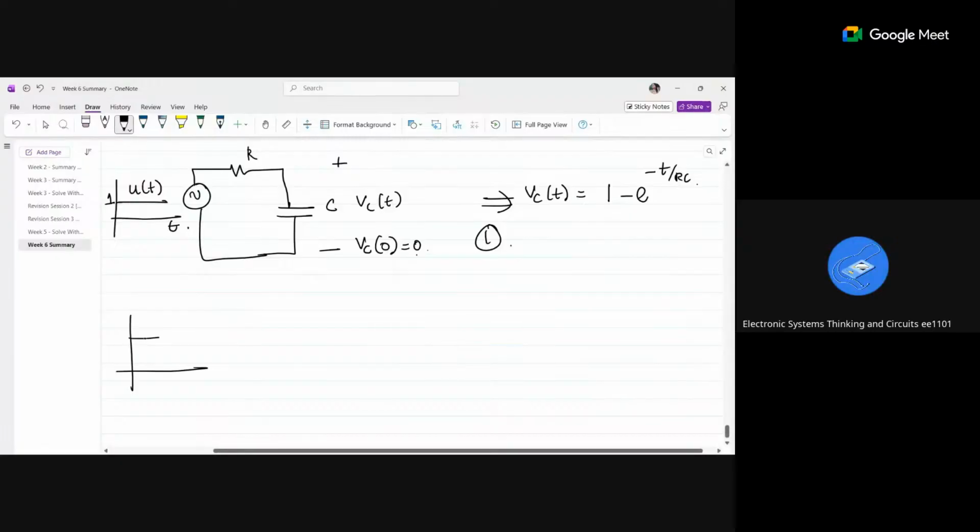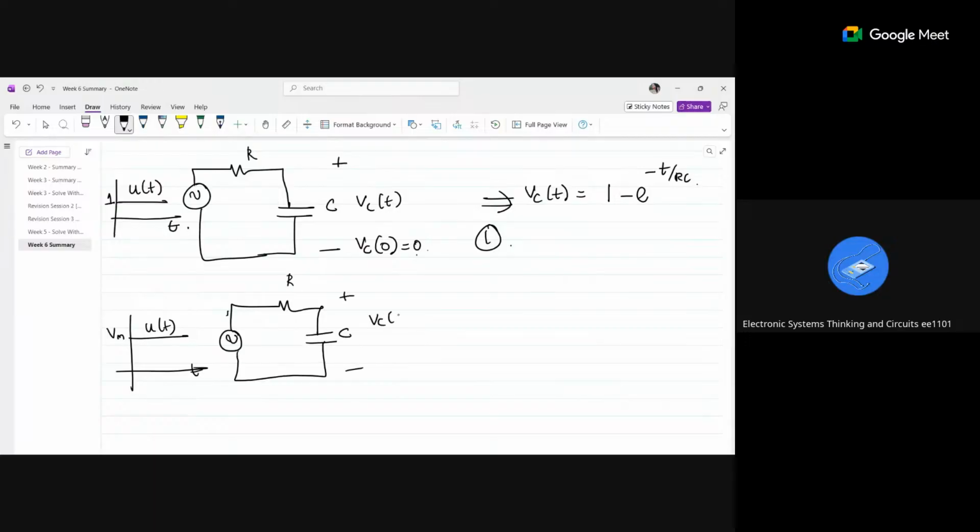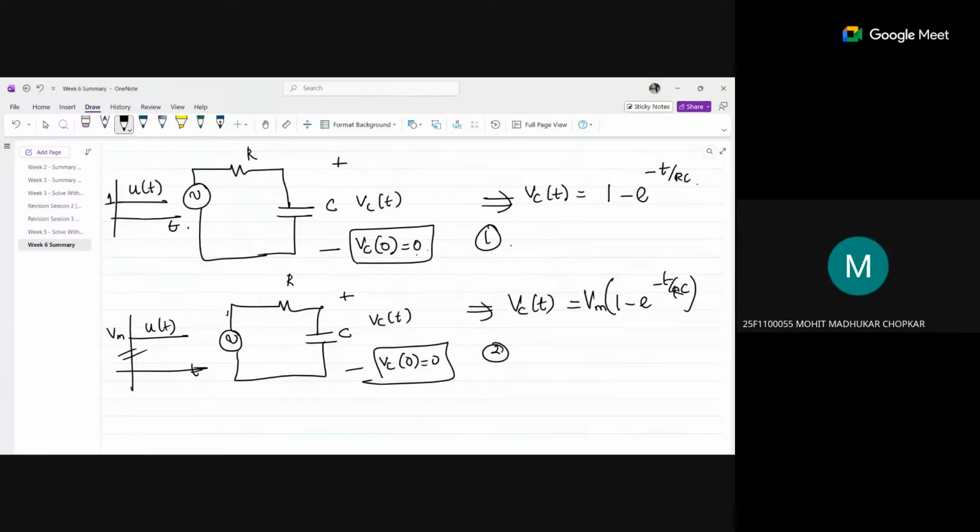Now this is not 1, it is Vm u of t, with time constant RC. Also Vc of 0 is equal to 0. What is the equation now? It will be this, with Vm multiplied. Vm multiplies when it is a step input but not a unit step. Only when the input is u of t and the initial voltage is 0, you can use this equation. If the input is a sine wave, you cannot use this.